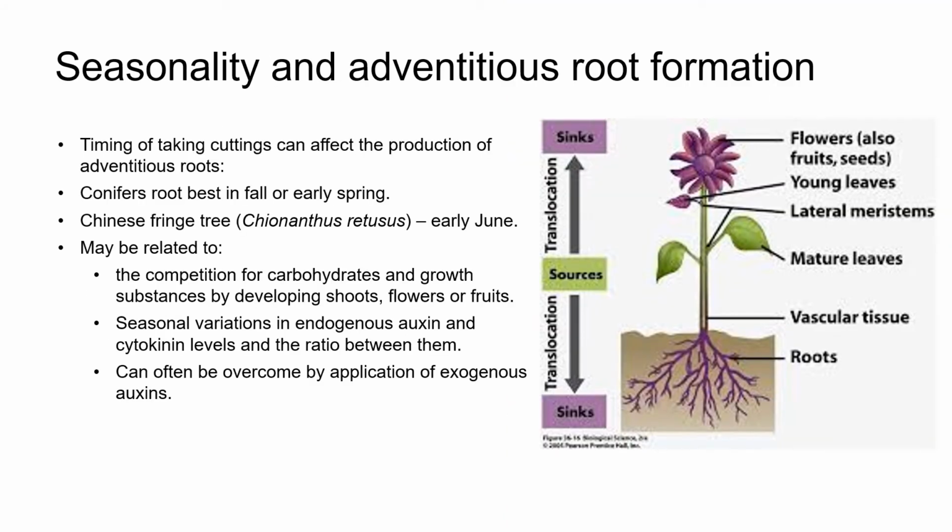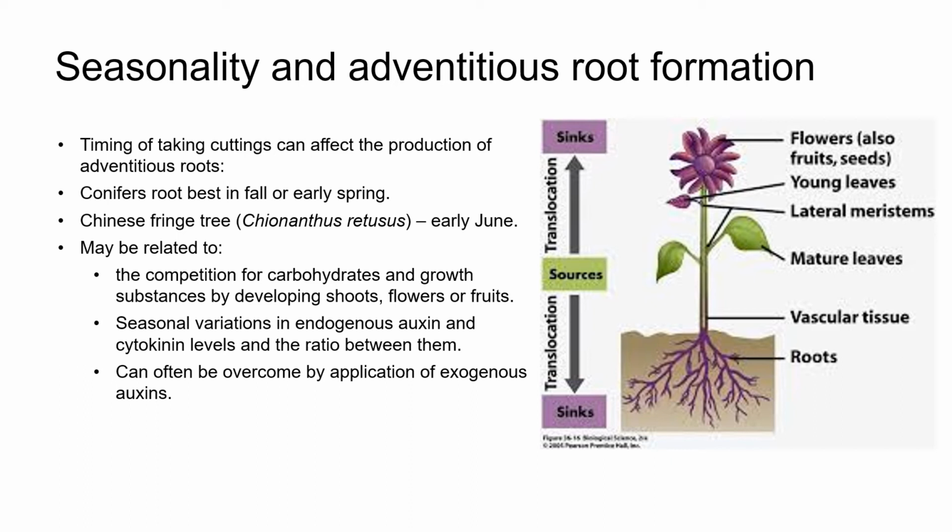The time of year can also affect the production of adventitious roots. For example, conifers tend to root best in fall or early spring. The Chinese fringe tree, Chionanthus retusus, has a really narrow window of opportunity in early June, and that seems to be the only time of year when cuttings from this tree will root.